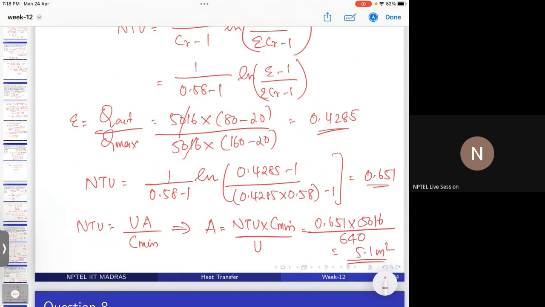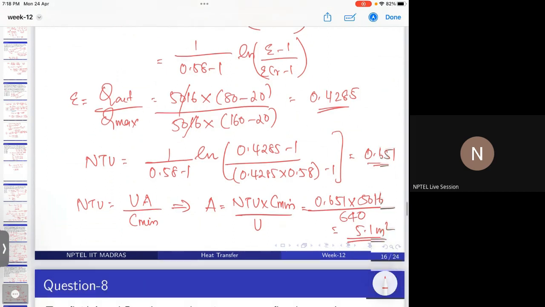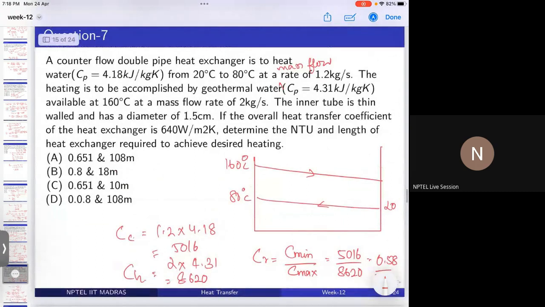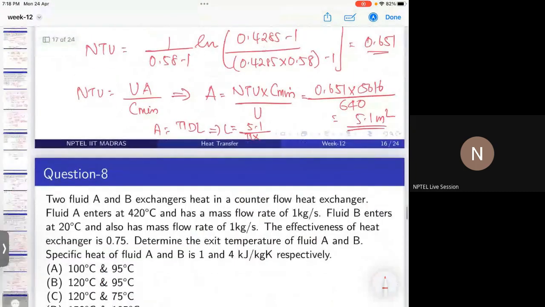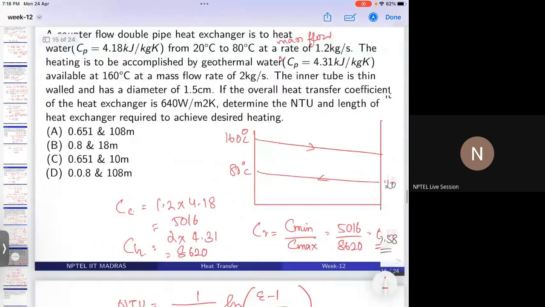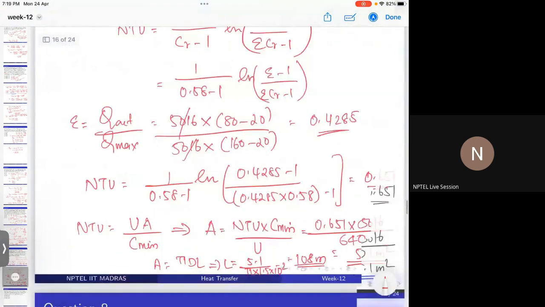From that, you can easily find the length. The area is equal to pi d L. Hence L is equal to 5.1 divided by pi into d, which is given as 1.5 centimeter. So the length will become around 108 meters. This was a similar question to an earlier one. So I hope this was clear.